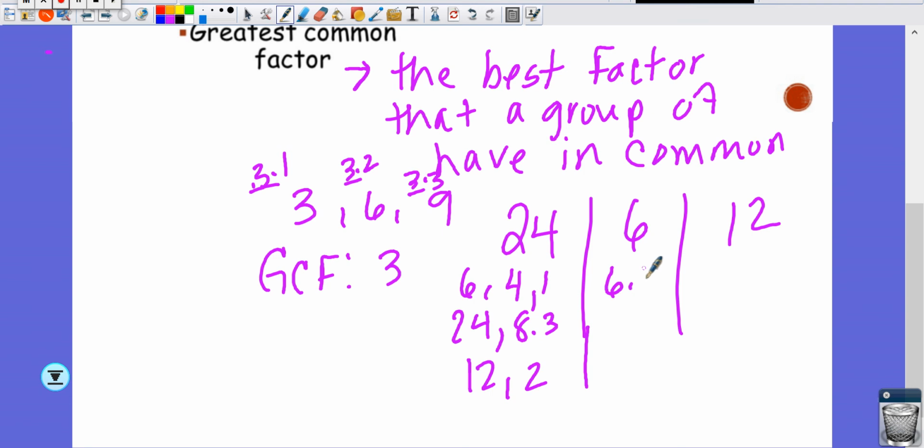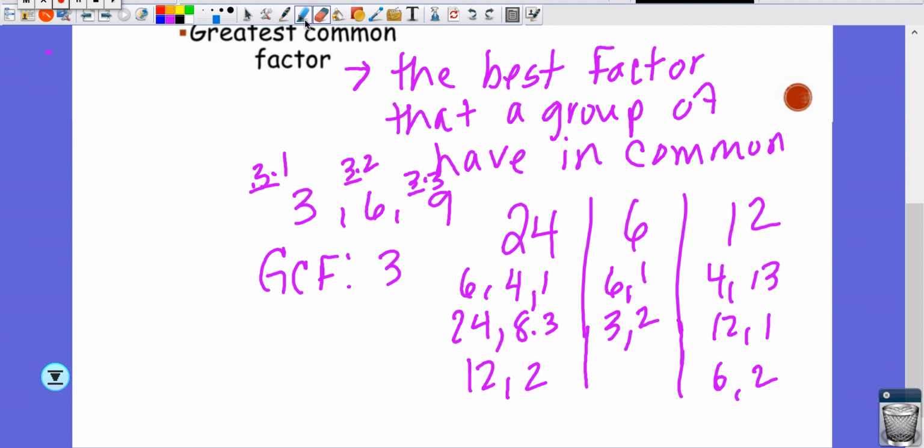And then for 6 I do 3 and 2 works here. Wait, I'm sorry, not 6 and 2, 6 and 1. 6 and 1, and 3 and 2. I think I got all those factors. And then 12, I have 4 and 3, 12 and 1, and then 6 and 2. So I'm going to look at these groups and find the biggest number that all of these groups have in common. The biggest number they have in common is 6.